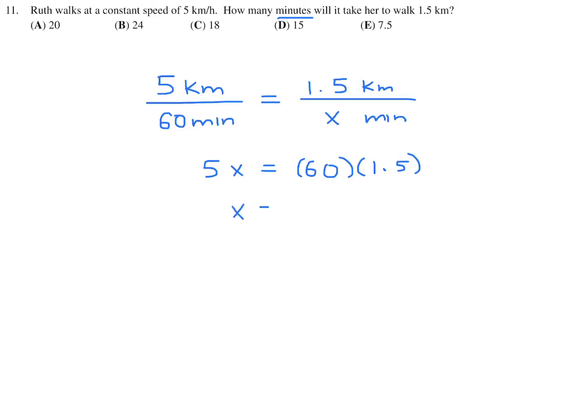So this becomes 60 divided by 5 is 12. 12 times 1.5, and that is 18. And what does 18 represent? The number of minutes that it takes her to walk 1.5 kilometers. So number 11, the answer is C.